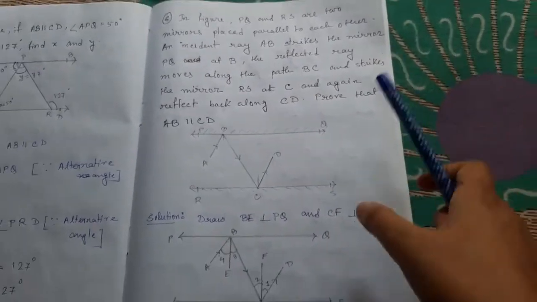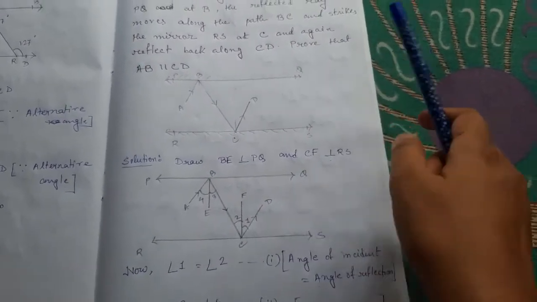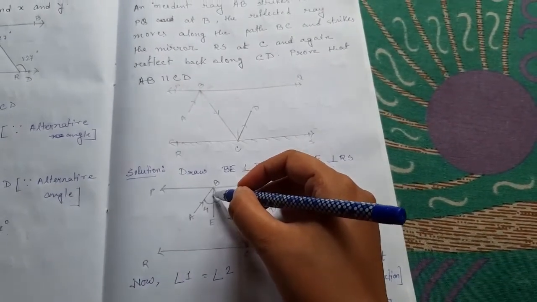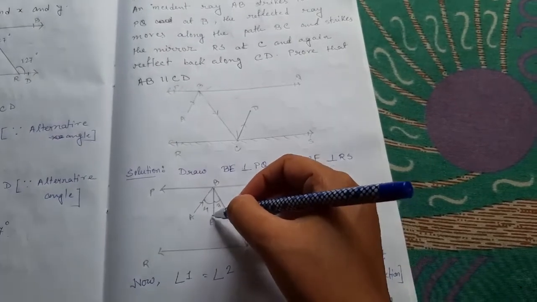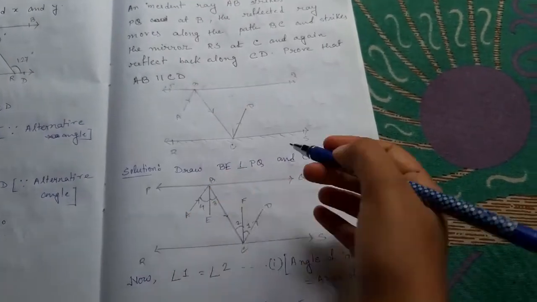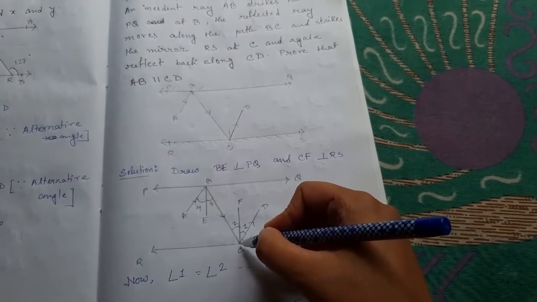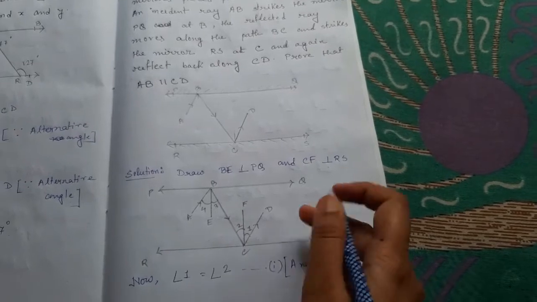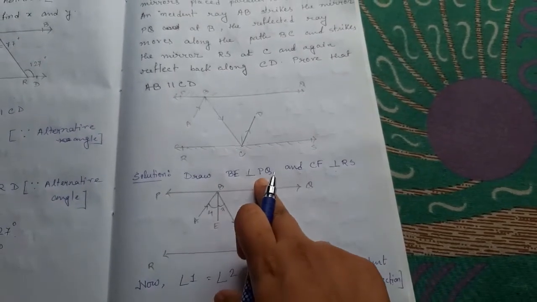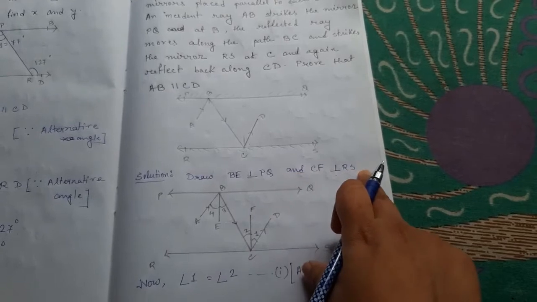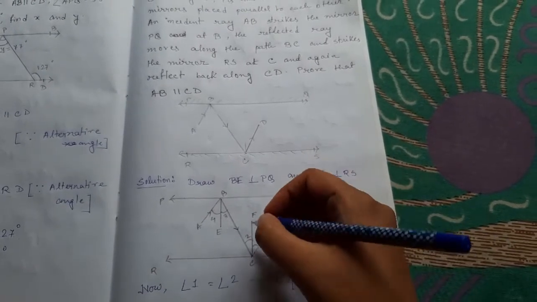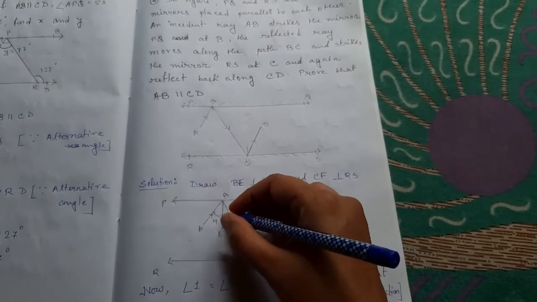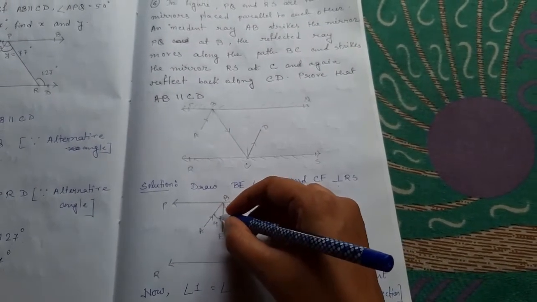First of all you have to draw a construction. What is the construction? At the point B you have to draw a perpendicular line BE perpendicular to PQ. Similarly at the point C you have to draw a perpendicular line CF perpendicular to RS. So draw BE perpendicular to PQ and CF perpendicular to RS. Now I will mark some angles: this angle as 1, this angle as 2, this angle as 3 and this angle as 4.